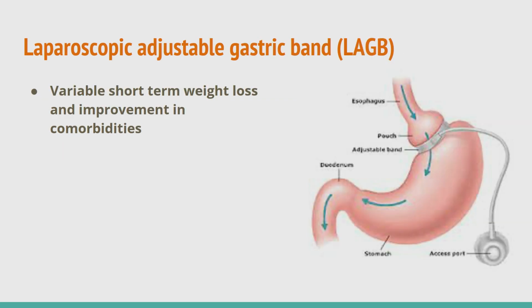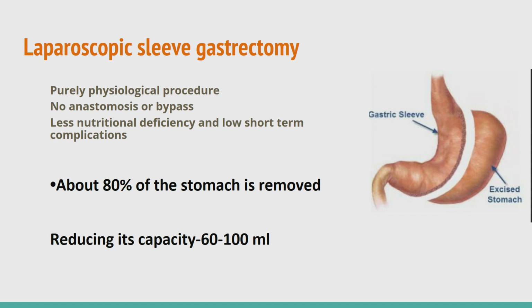This is the procedure of the band procedure. In the sleeve gastrectomy, this is purely a physiological procedure. There is no anastomosis or bypass, so there are no complications in terms of malnutrition or malnutrition-related complications. There is low chance of nutrition deficiency.